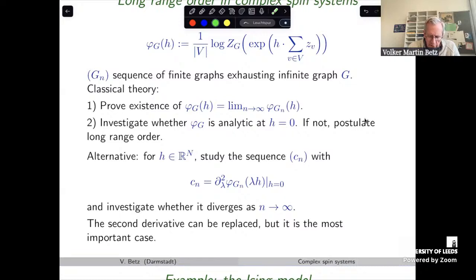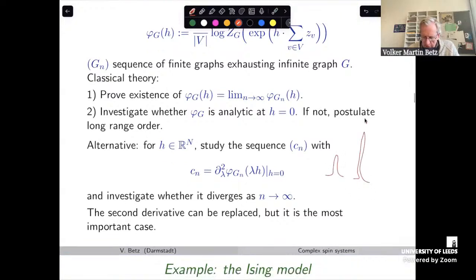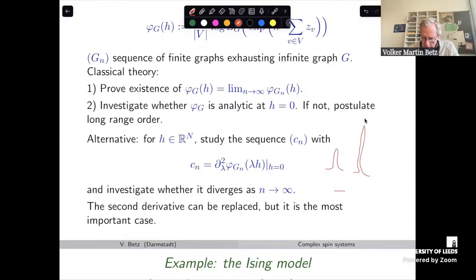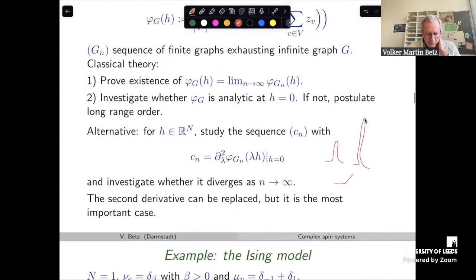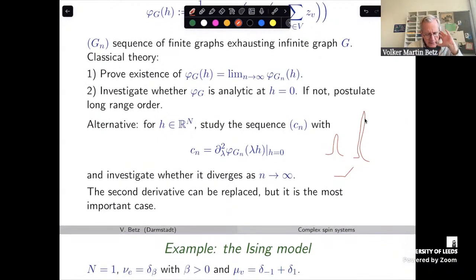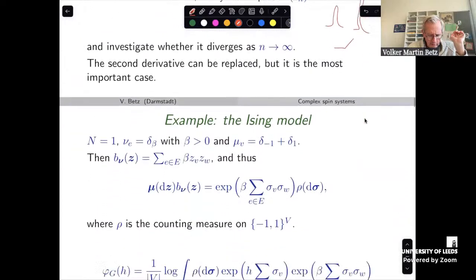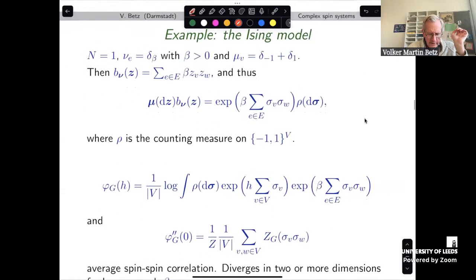And if they diverge, then the second derivatives will kind of look like this. And that means that the function is going to have something like this here. This is what you would expect. So it's not quite the same as the other order of limits, but okay. And just to see where this goes, let's do the first example, the Ising model, which we know well.